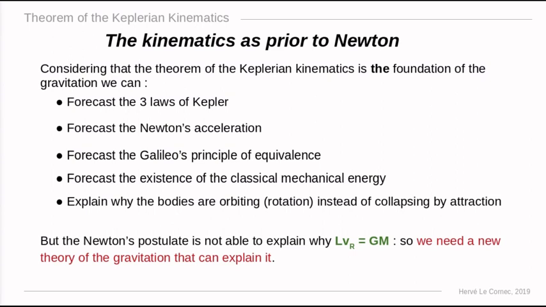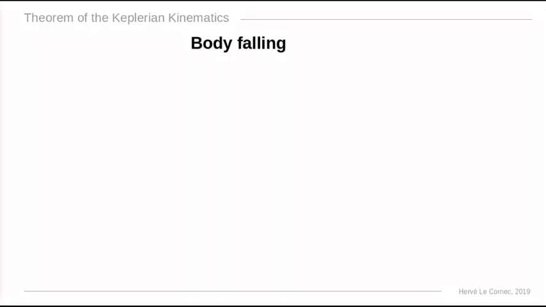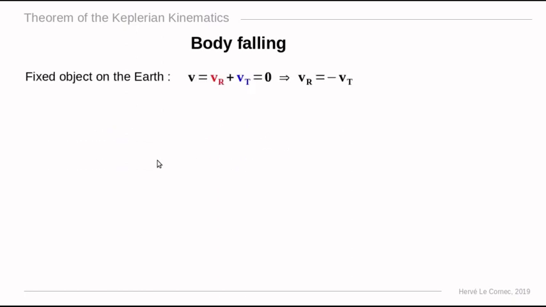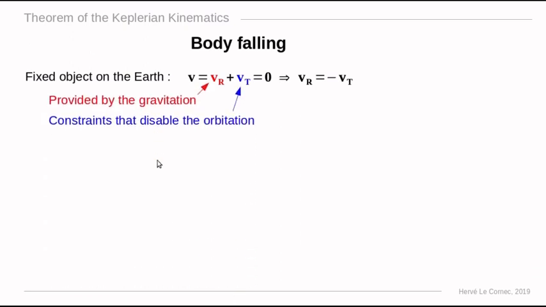Well, let us now look at some consequences of this theorem, starting from the body falling. If you hold an object in your hand, its velocity is null, but it must nonetheless respect the theorem of the Keplerian kinematics. This means that the rotation and the translation velocities are of the same amplitude but opposite directions. The rotation velocity is provided by the gravitation, while the translation is the result of the constraints that disable the orbitation.